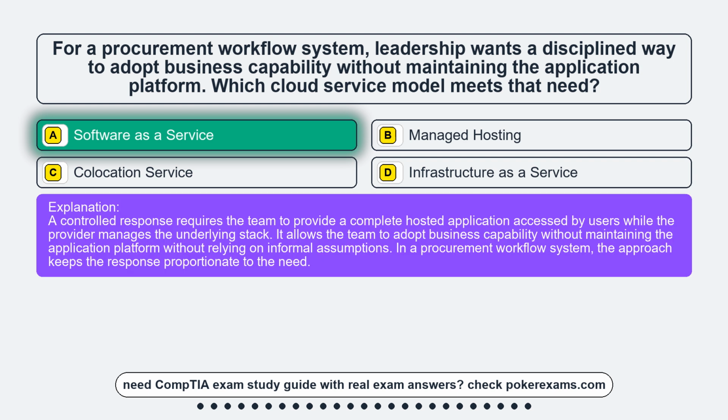A controlled response requires the team to provide a complete hosted application accessed by users while the provider manages the underlying stack. It allows the team to adopt business capability without maintaining the application platform, without relying on informal assumptions. In a procurement workflow system, the approach keeps the response proportionate to the need.